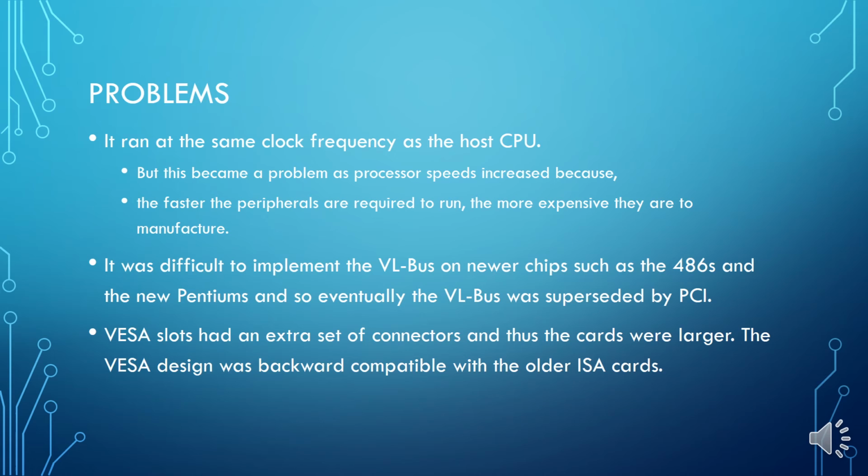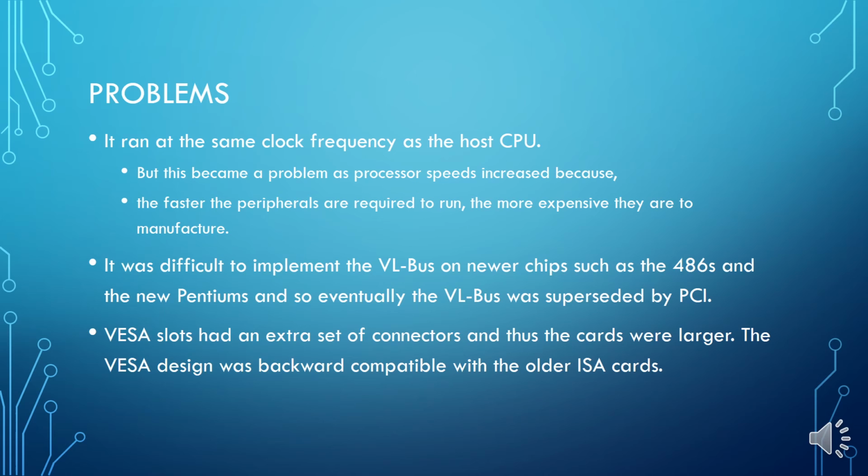Now the problem with VESA was it ran at the same clock frequency as the host PC, but this became a problem as the processor speeds increased, because the faster the peripherals are required to run, the more expensive they are to manufacture. Means as the speed increases, the components will become expensive and overall expense will increase. So this was the main problem.